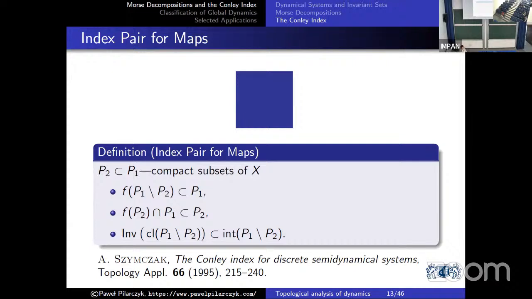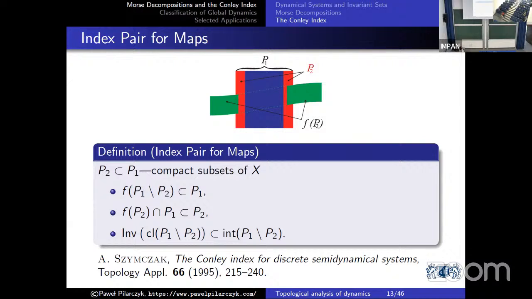Suppose we have this rectangle, the box, that is stretched in one direction and squeezed in another direction by the map. So its image might look like this. This is the green set. Again, we have essentially the same conditions for the index pair, except now they are formulated in terms of a map, not a flow. So they look much simpler. An index pair might look like this. So we have the blue part, which should be an isolating neighborhood.